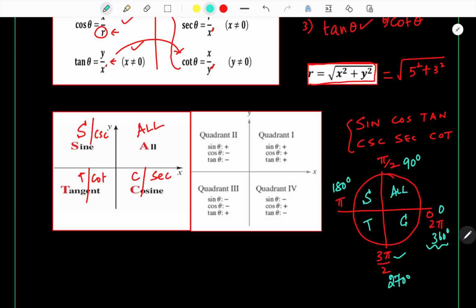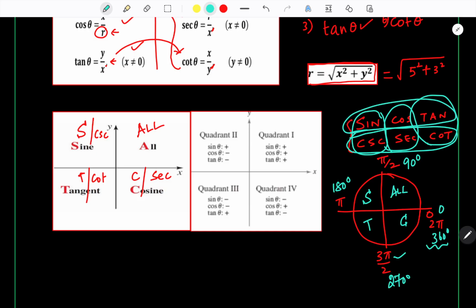I won't say the reverse ones each time, but it means they are included. Mostly in your exam, you'll be dealing with these 3 only. So All STC means all are positive.